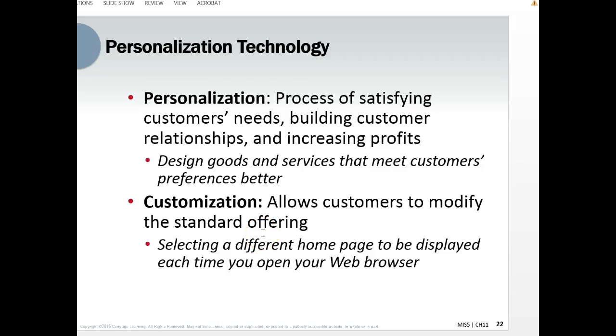Let's look at personalization technology. Personalization is the process of satisfying customers' needs, building customer relationships, and increasing profit by designing products and services that actually meet the customer's preferences better. Amazon, for example, suggests products you might enjoy based on your past browsing and purchasing habits.